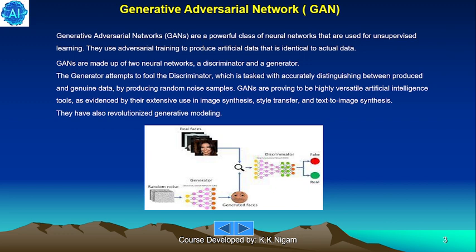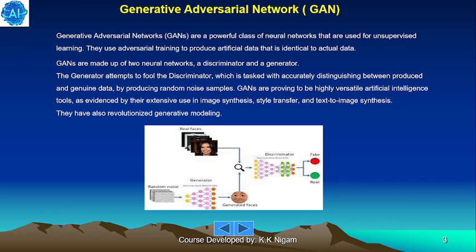GANs are a powerful class of neural networks that are used for unsupervised learning. They use adversarial training to produce artificial data that is identical to actual data. GANs are made up of two neural networks, that is discriminator and generator. The generator attempts to fool the discriminator, which is tasked with accurately distinguishing between produced and genuine data, by producing random noise samples.